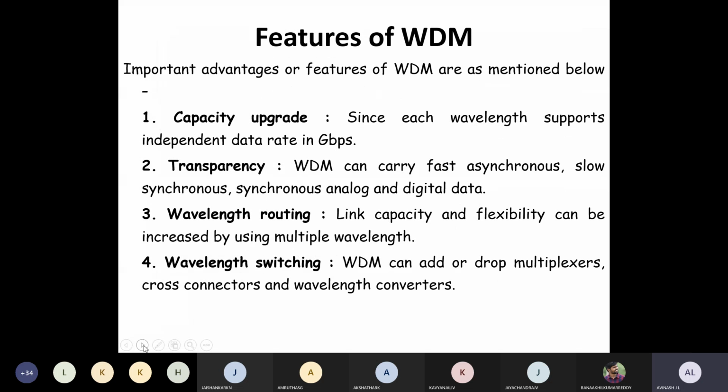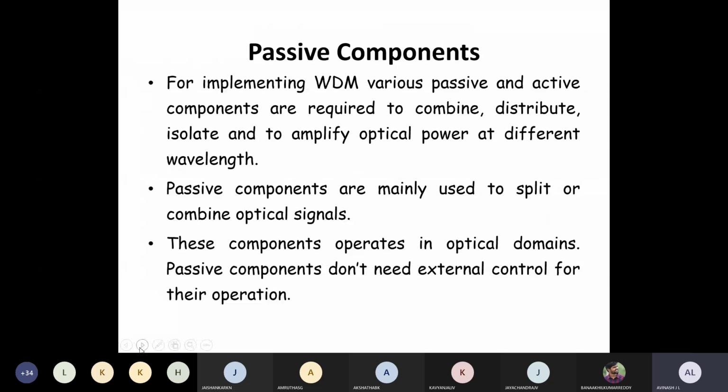So, and the features, a very important thing is what the features of WDM are. When you are understanding the features of WDM, your capacity upgrade, transparency, wavelength routing, wavelength switching, all these things are nothing but the features of the WDM.